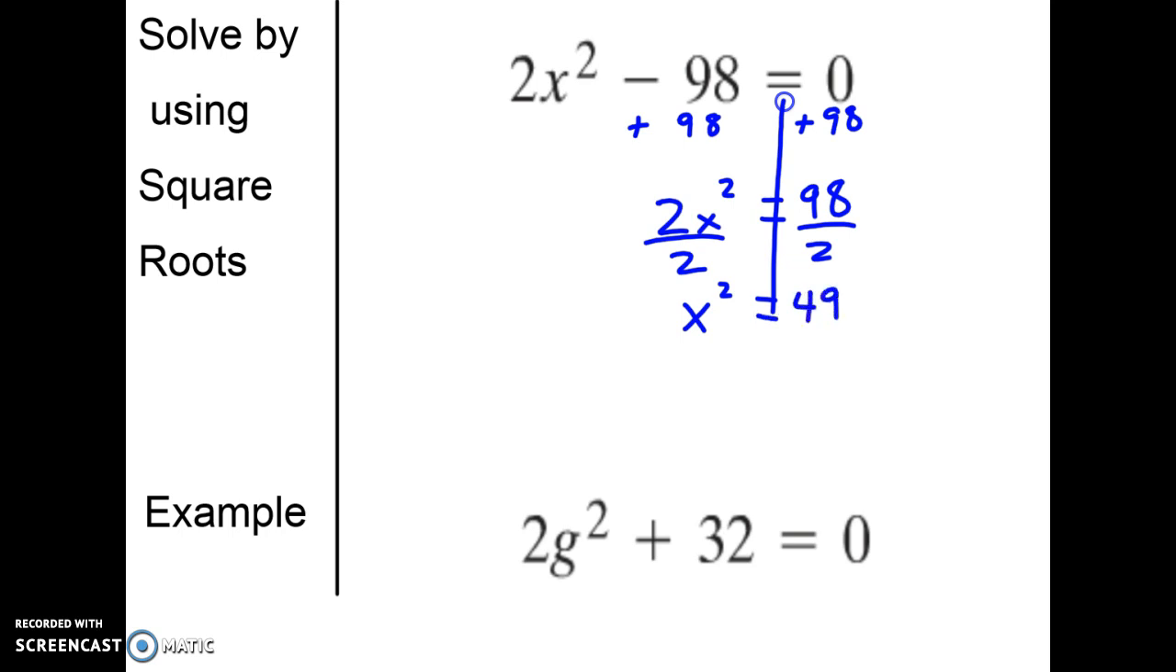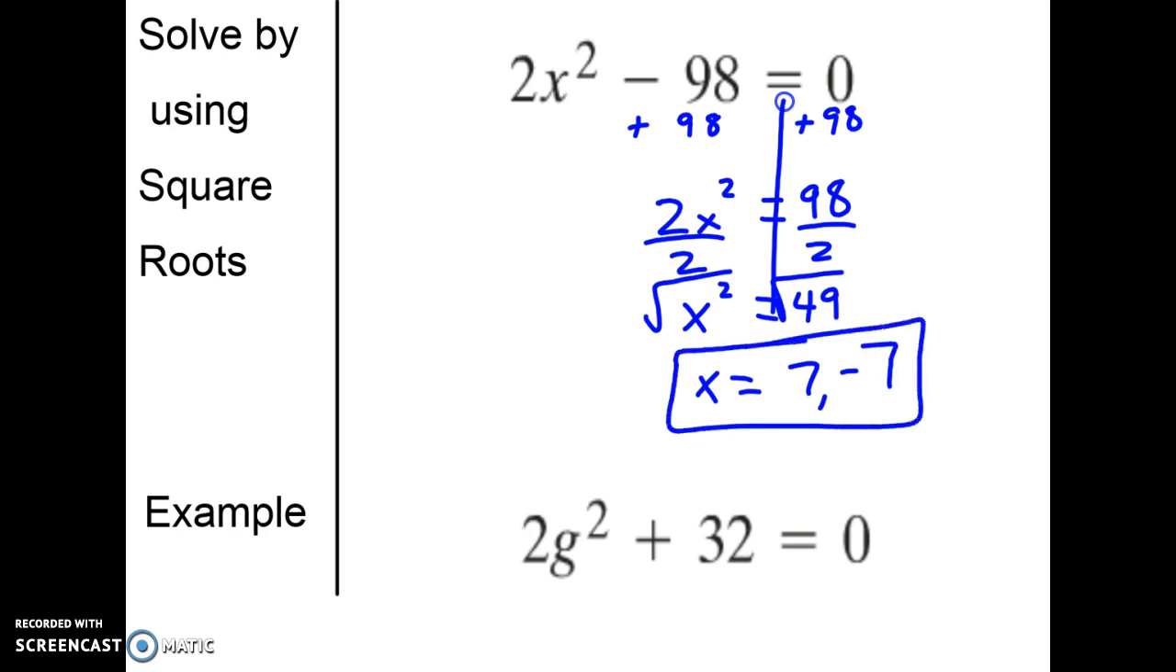Okay, and then we have to make sure that we take the square root of both sides. And so we're taking the square root of both sides. And remember, we're not only using the positive, but the negative as well. So there's two solutions for this. We have positive 7 and negative 7.